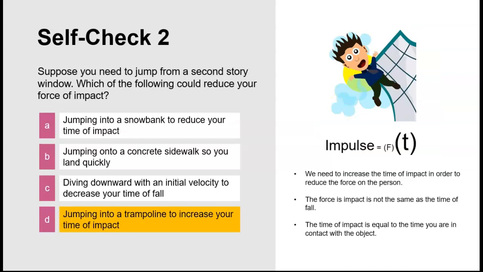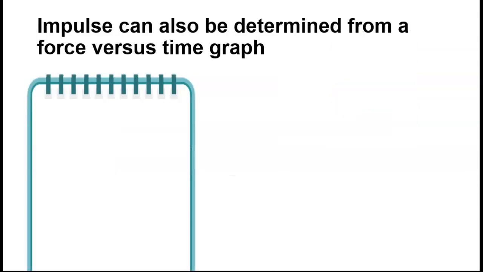Yep, the trampoline. The trampoline is just like the give that the sheet had that allowed the egg to experience a decreased force. All right, so now hopefully we have a better idea of what impulse is. So next, let's look at how you can calculate impulse from a graph.